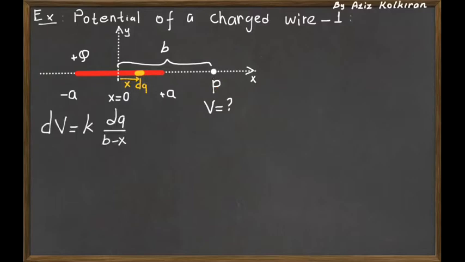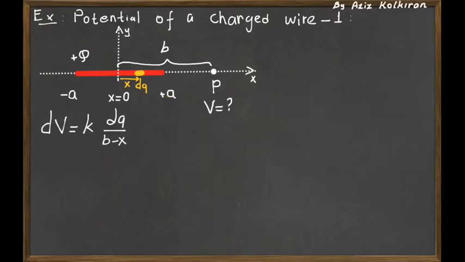So if the distance of the piece from the origin is x, and the distance of the point from the origin is b, then the distance from the charge dq to point P is b minus x, and by the general expression of a point charge, kq divided by r, we express this infinitesimal potential created by dq as k times dq divided by b minus x.